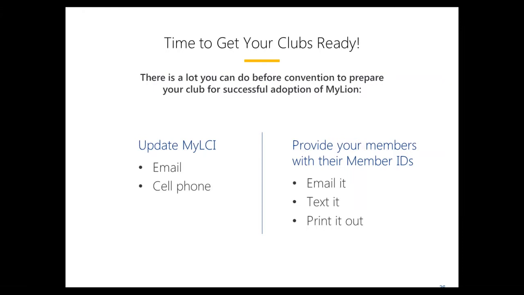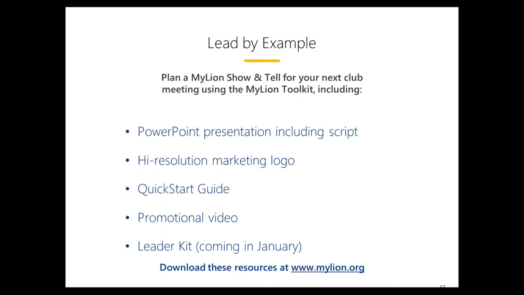And more importantly than anything else, make sure your club secretaries provide every Lion with a copy of their member ID. You can email it or text it to them or print it out and hand it to them at their next club meeting. Remember, the member ID is the most important piece of information that Lions must enter when they register for MyLion. This is the only way MyLion will know for sure that they are who they say they are.